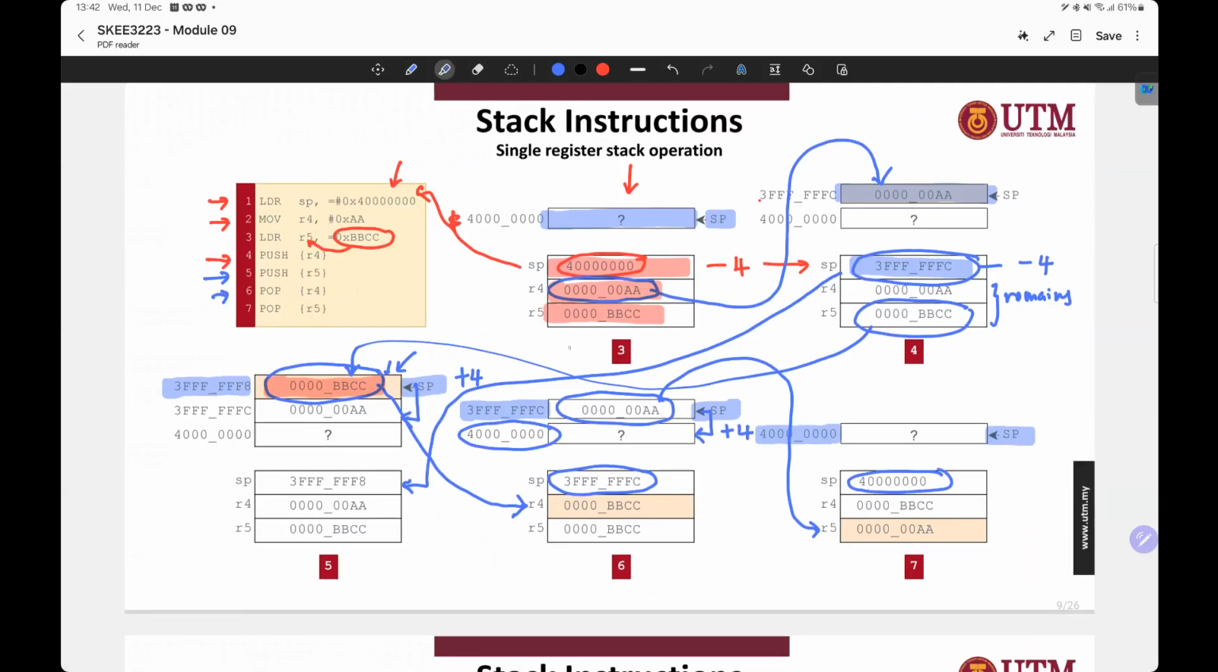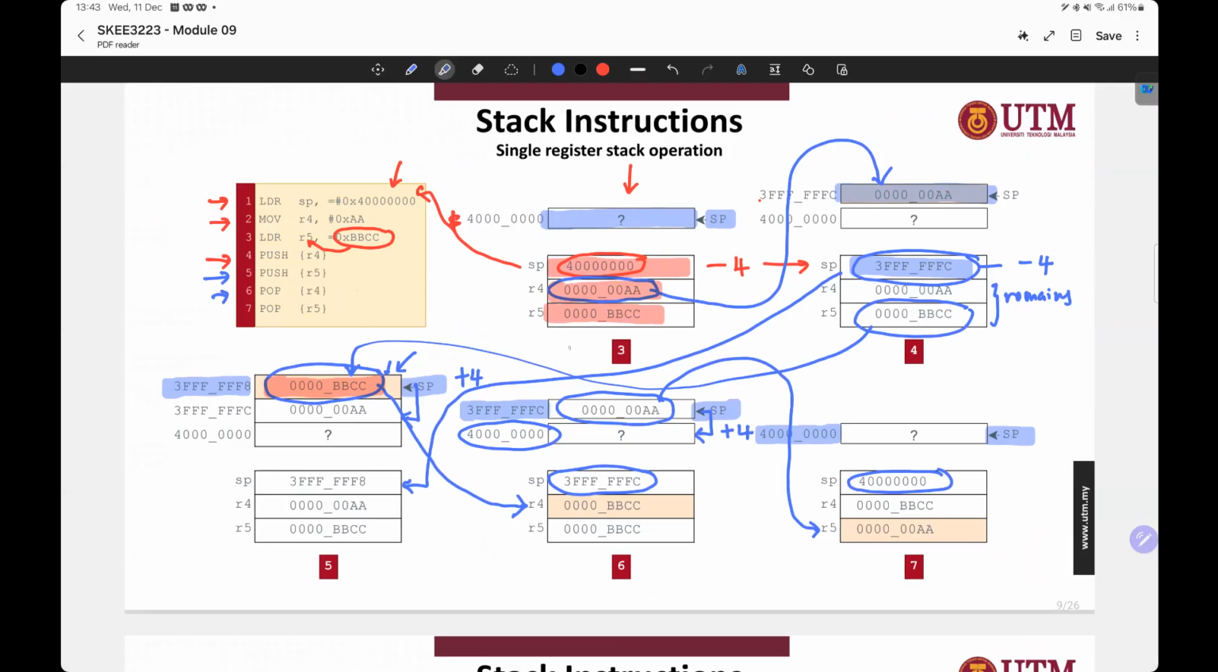So this is what happened, yeah? By using the single register stack operation. Single register stack operation means that you push the data to your stack with a single register, or you retrieve the data from the stack using a single register as well.